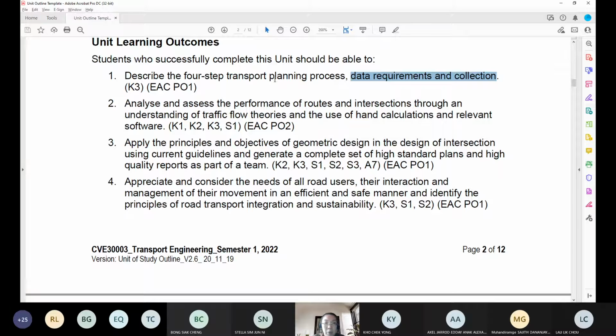Okay, so the first learning outcome is in terms of transport planning, using four-step transport planning and how we use data in this transport planning. Okay, and this is aligned to K3. This is your competencies that we expect from you and aligned to EAC PO1. Okay.